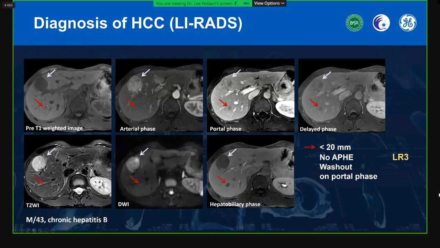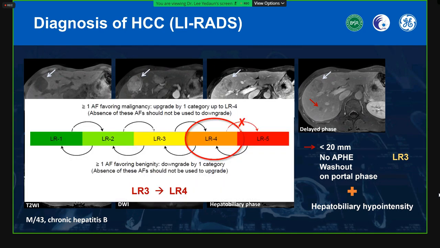The MR scan also shows another small lesion in S8. This nodule is less than 2 centimeters and shows no arterial enhancement. However, there is washout on portal phase, so we can give LR3 to this nodule. However, this nodule shows hypointensity on hepatobiliary phase, which is an ancillary feature favoring malignancy in general. Hence, we can upgrade the lesion to LR4.